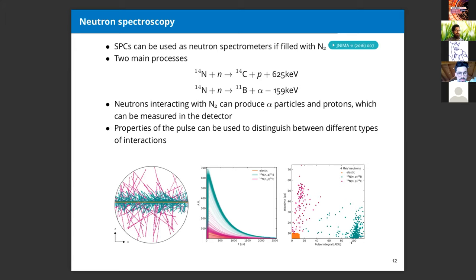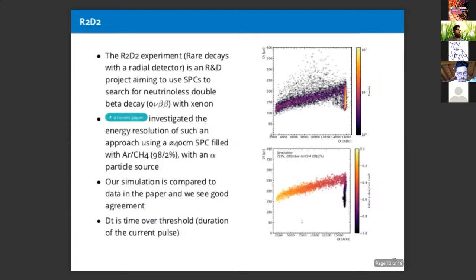So alpha events have a large integral and low rise time. Proton events have a low integral and high rise time. And these elastic scattering events have a low integral and low rise time. So you can use that to determine what occurred.